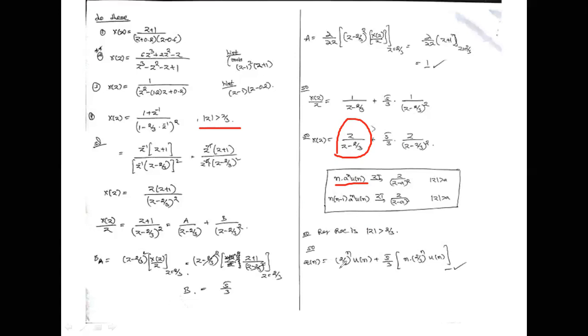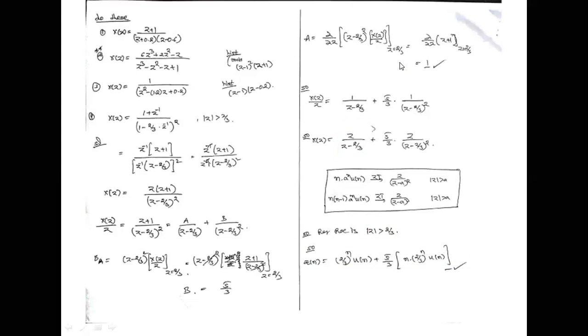What is a here? 2 by 3 whole power n mu of n. In addition, 5 by 3 is multiplied with it, which is also in the same z by (z minus a) form. That is a power n mu of n, but the denominator is a square, so multiply by n into a power n mu of n. So x of n is equal to 2 by 3 whole power n mu of n plus 5 by 3 n into 2 by 3 whole power n mu of n. Got it, my students?